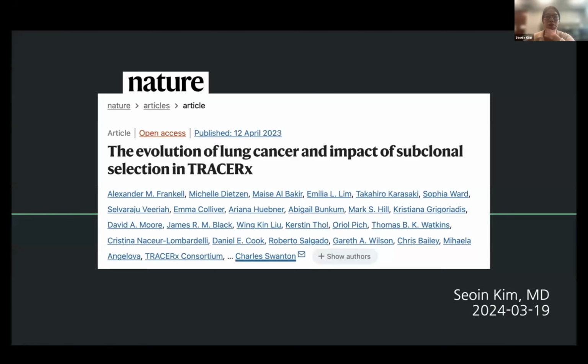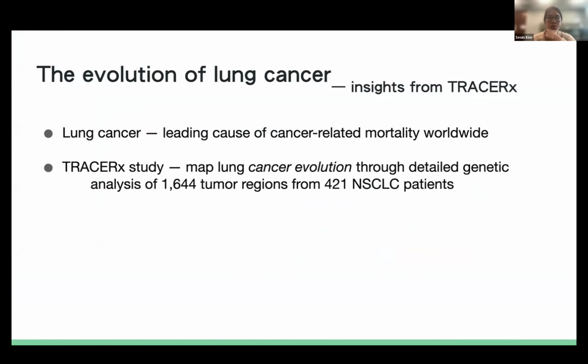Okay, so this paper is about the TRACER-X study that focused on genetic analysis to map lung cancer evolution and its impact on clinical outcomes. As you all know, lung cancer is the leading cause of cancer-related mortality worldwide. And this study prospectively enrolled 421 early stage treatment-naive NSCLC patients.